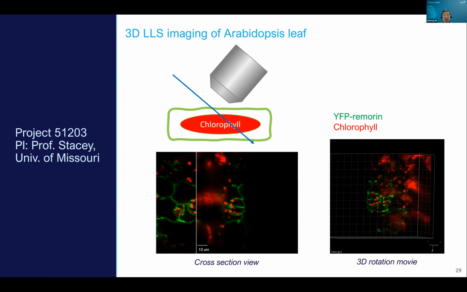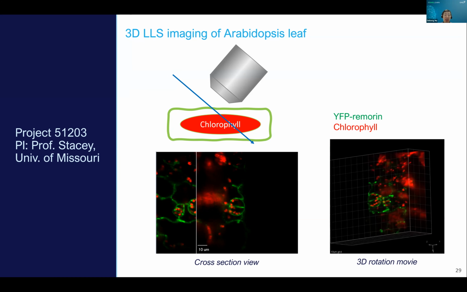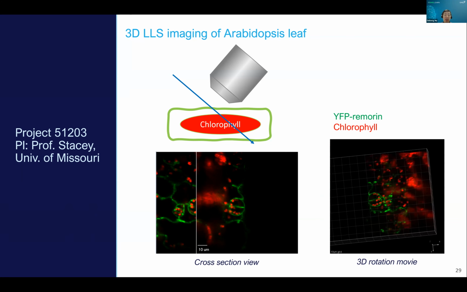So here I just show you a 3D image. It's not super resolution yet. It just gives you a sense of how the plant leaf looks under 3D view. The left is a cross-section view. The right-hand side is a 3D rotation view. The green color is remorin, the nanodomain marker with yellow fluorescent protein, and the red color is chlorophyll autofluorescence. So we can see the cell membrane pretty clearly, even with chlorophyll.